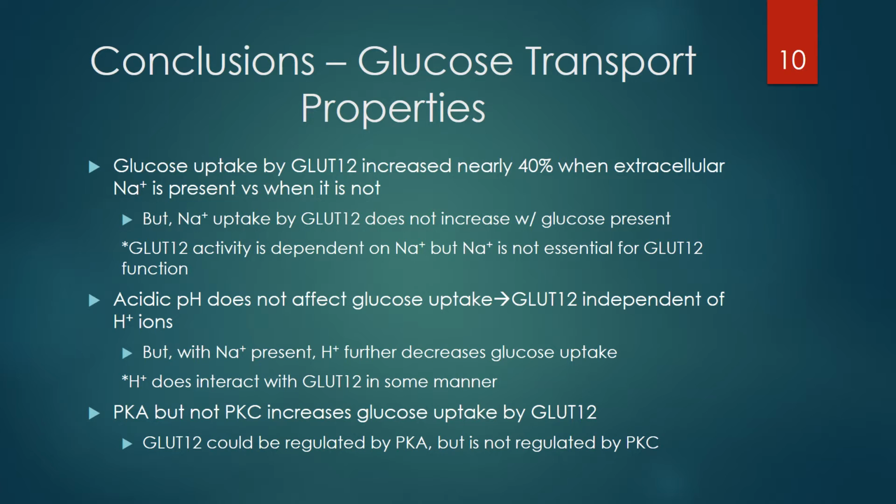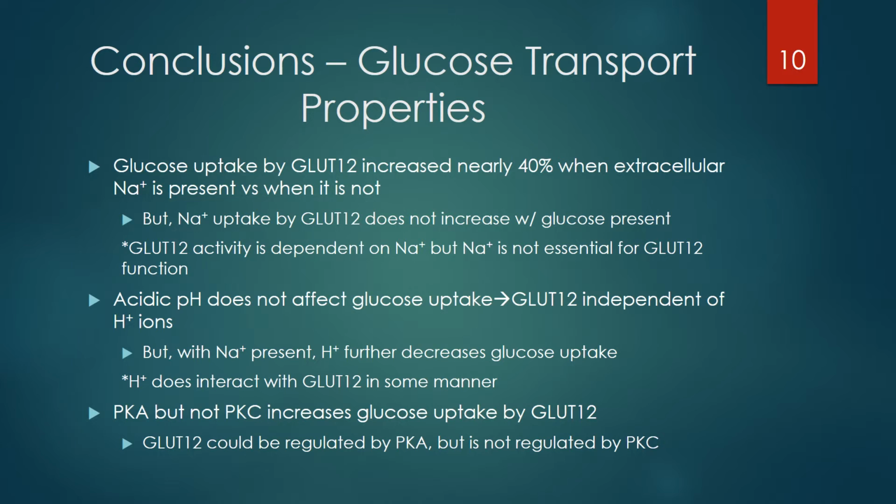The acidic pH does not have any effect on the glucose uptake, so it's basically just stating that GLUT12 is completely independent of hydrogen ions. But when sodium is present, hydrogen ions further decrease the uptake of glucose by GLUT12, which shows that hydrogen ions do interact with GLUT12 in some way.